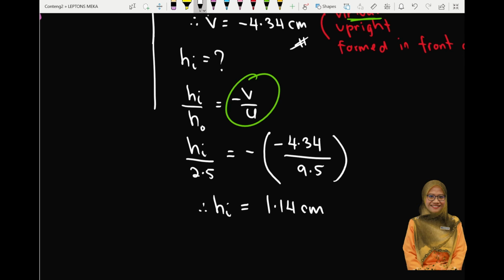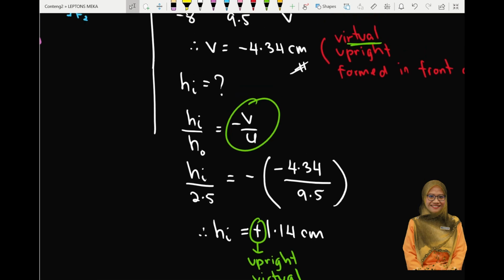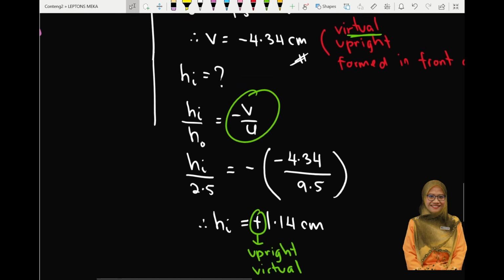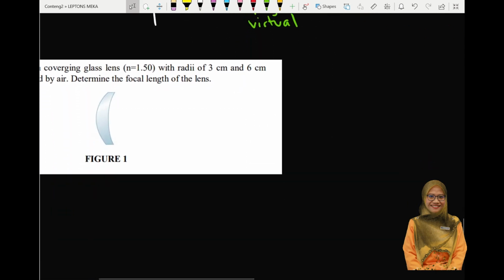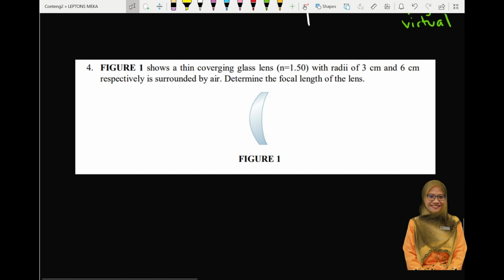So kat sini kita nampak the height of image is positive. When this is positive, maksudnya image you adalah upright. Okay, it is upright and virtual. So, betul sama dengan apa yang kita dah discuss earlier. The V stand for virtual, same goes with the height. Okay, settle question number 3. Next, question number 4. Okay, our last question.